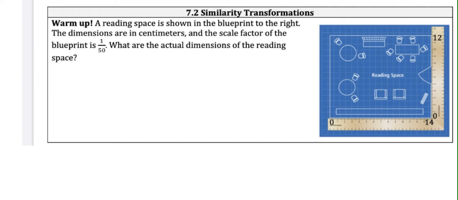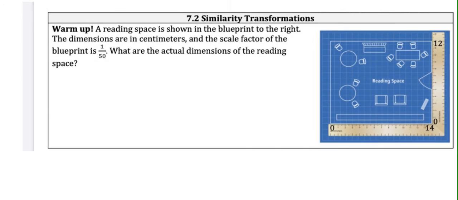All right, so to start off section 7.2, which is similarity transformations, we'll go through a warm up together. It says a reading space is shown in the blueprint to the right. The dimensions are in centimeters, and the scale factor of the blueprint is 1/50th. What are the actual dimensions of the reading space?